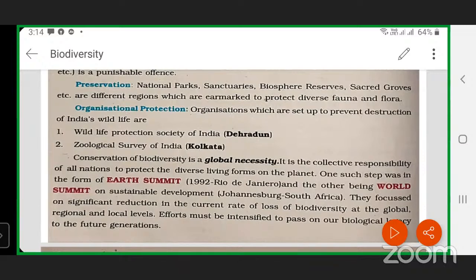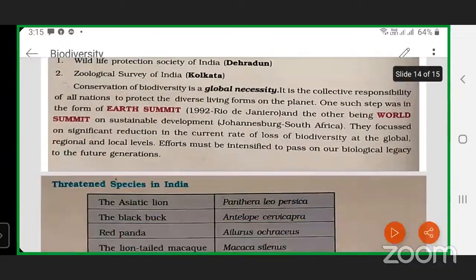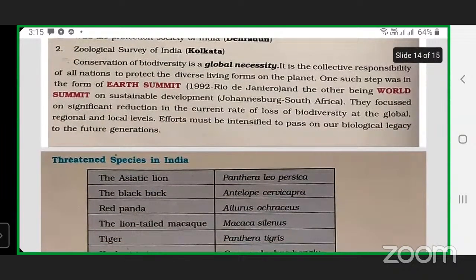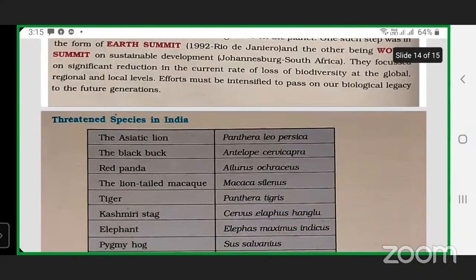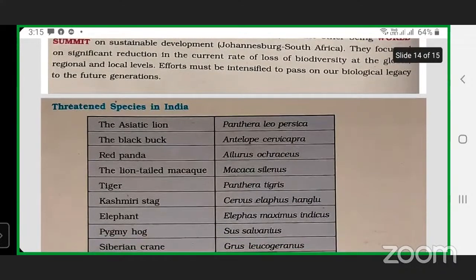They focused on significant reduction in the current rate of loss of biodiversity at the global, regional and local levels. Efforts must be intensified to pass on our biological legacy to the future generation. It is not enough that we enjoy it, it must be carried on to the future generations also. Threatened species in India. What are the threatened species? See the tabular form. The Asiatic lion, Panthera leo persica, that is the scientific name.